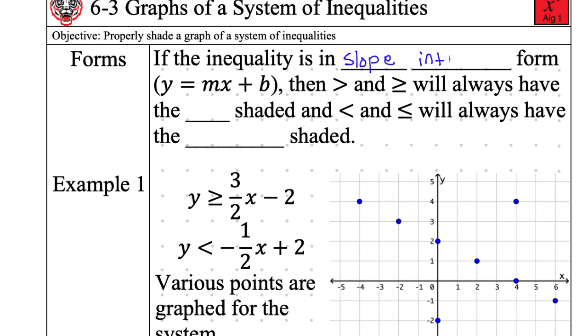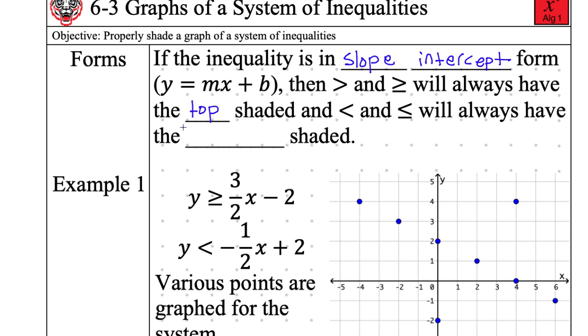Slope-intercept form, aka y equals mx plus b form, because m is the slope, b is the y-intercept. If it's in slope-intercept form, then if I have a greater than, or a greater than or equal to, then I will always have what shaded, top or bottom? And you can kind of tell by the length there, Emma, it is indeed the top. So if it's greater than, shade the top. Only if it's in y equals mx plus b form, which all of the homework tonight will be in.